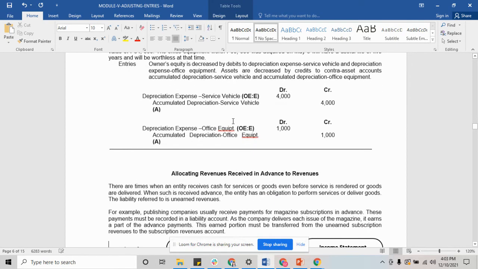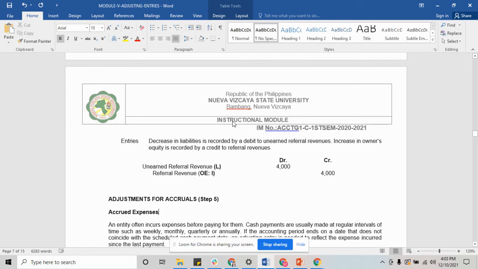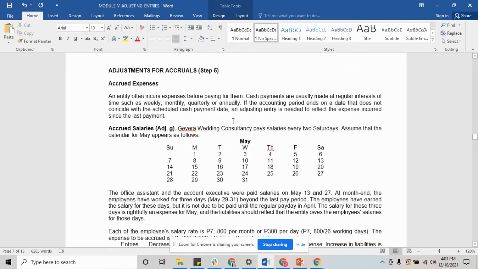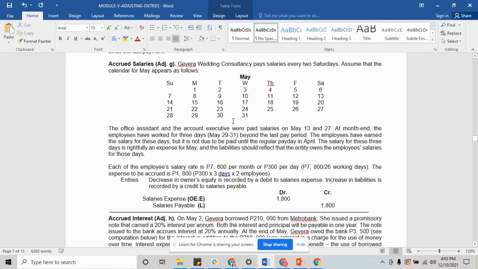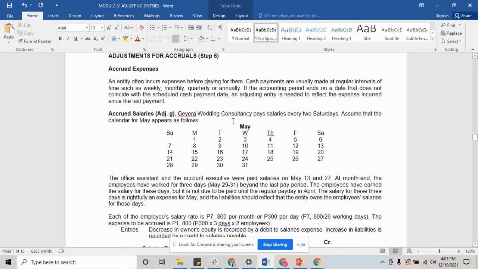Next is, let's discuss the adjustment naman for accruals. Okay. So, an entity often incurs expenses before paying for them. Cash payments are usually made at regular intervals of time, such as weekly, monthly, quarterly, or annually. If the accounting period ends on a date that does not coincide with the scheduled cash payment date, an adjusting entry is needed to reflect the expense incurred since the last payment.